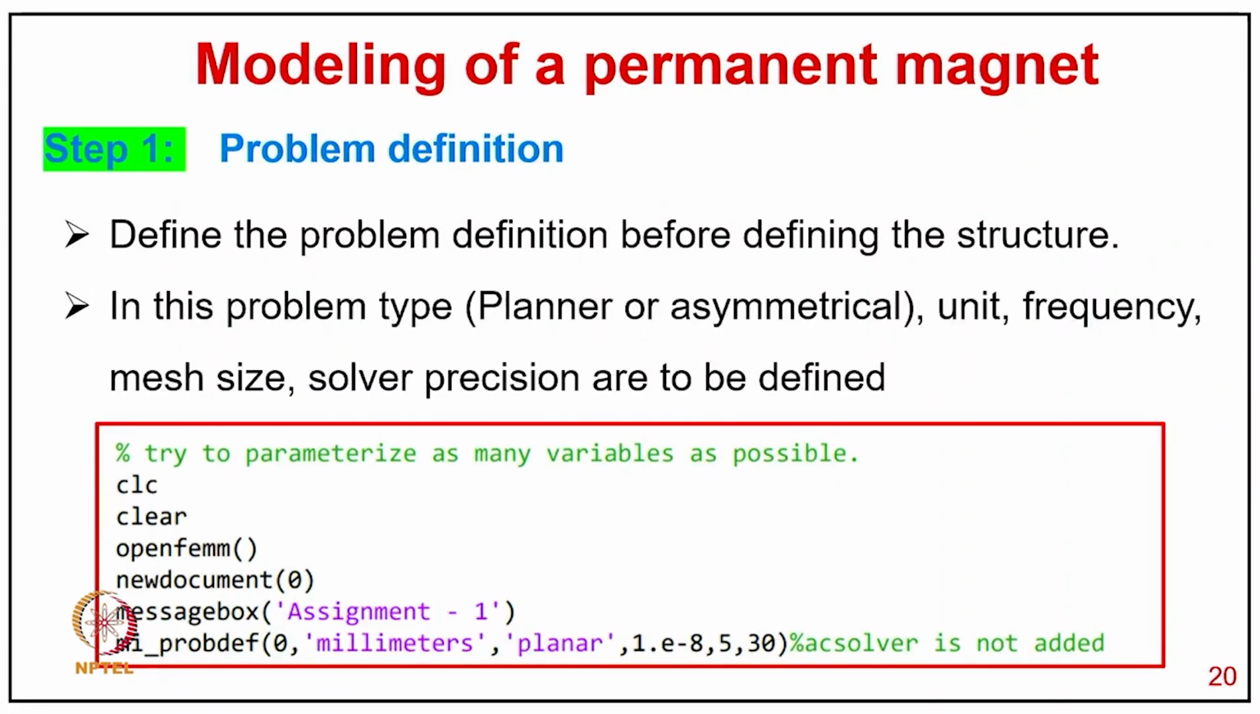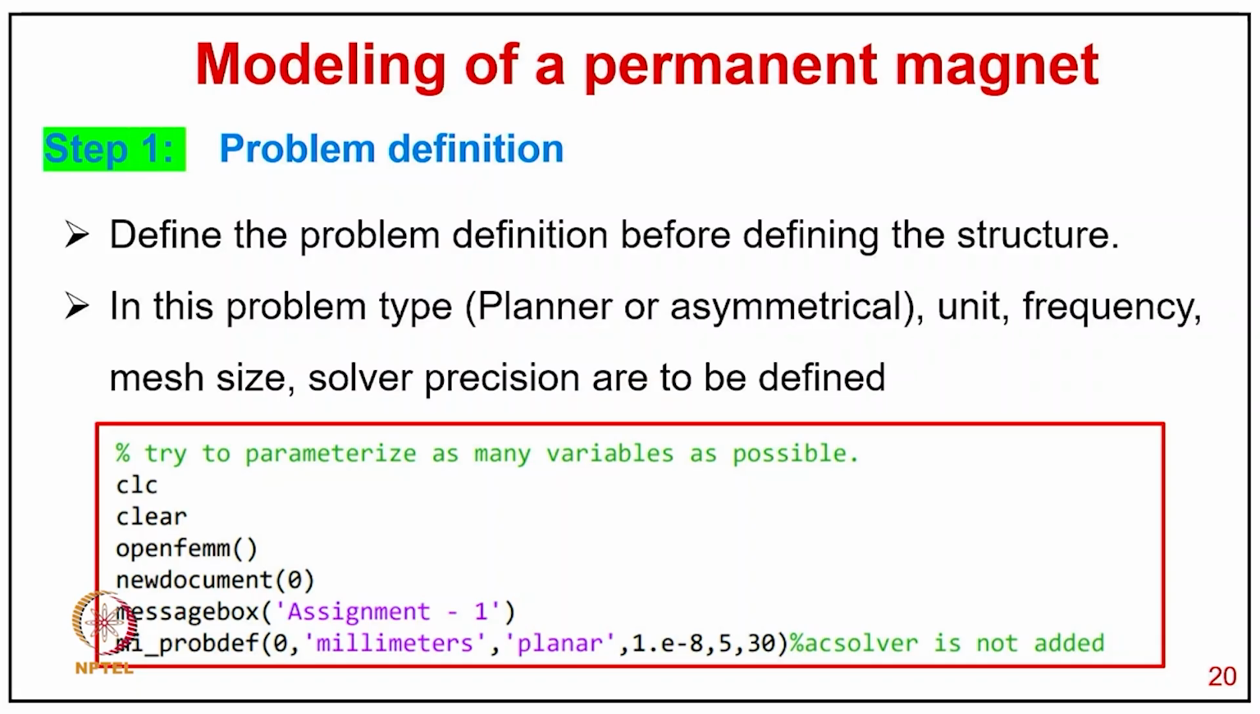So, step 1 is the problem definition, before defining the structure. In this problem, planar or axisymmetric, the unit, frequency, mass, size, and solver precision are to be defined. As you see in the diagram, try to parameterize as many variables as possible. Now, clc, clear, openfemm.